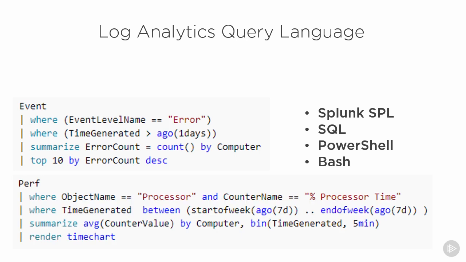How about if we're going into the performance monitor logs of one or more Windows Server machines? Same thing. We're running a couple where statements. There's an implied and here. So where object name is processor, counter name is percent processor time, where the time generated is between a particular time interval. And again, we're doing summarization here with average by computer, with time generated in 5-minute increments. And then check it out, render time chart.